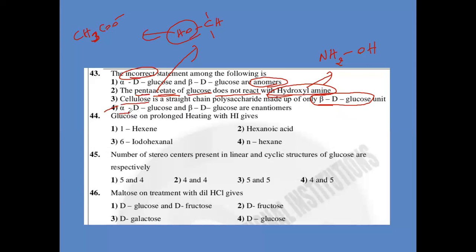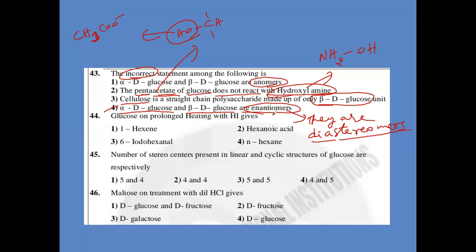So alpha-D-glucose and beta-D-glucose, both are anomers. They are enantiomers, it is given here. Actually, they are not enantiomers. They are what? Diastereomers. Diastereomers mean what? Neither mirror images nor superimposable on each other. So they are called diastereomers.